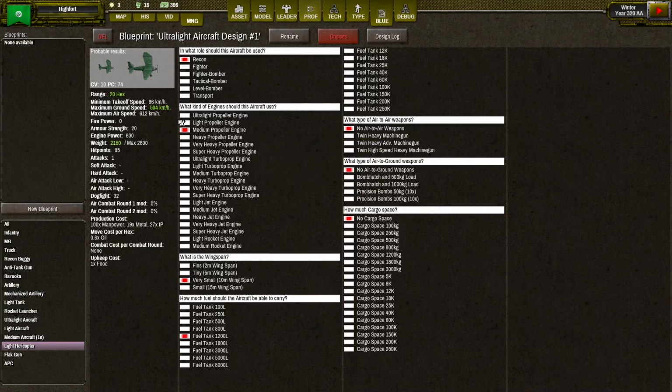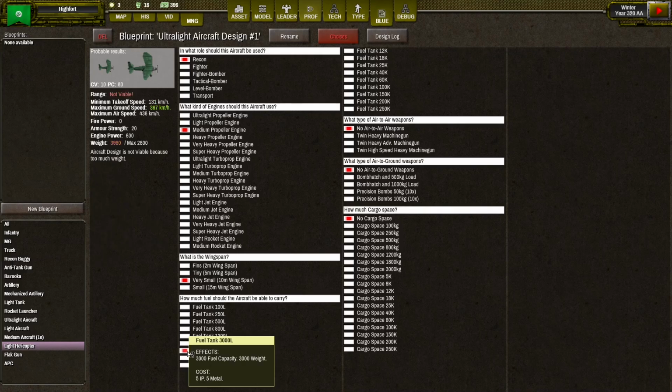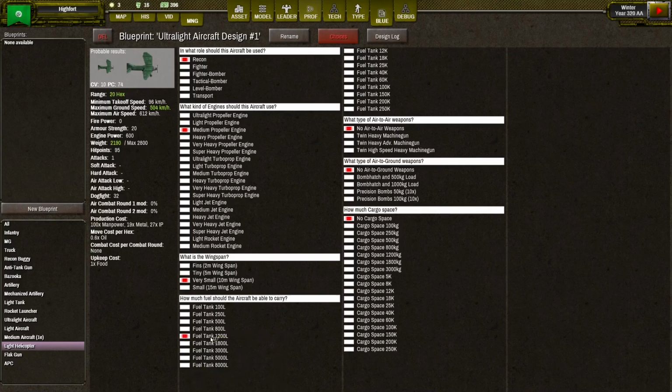But if I change the engines here, I can still try to play with maybe a bigger fuel tank. You can see that now we are not decreasing anything. Here, not available. Why? Because we have too much weight. Because the fuel tank, to contain that amount of fuel, we are heavily increasing the weight. You can see it in the tooltip. So here we have 3000 weight, and here we have 1200. So that's why we cannot increase range by adding more fuel.